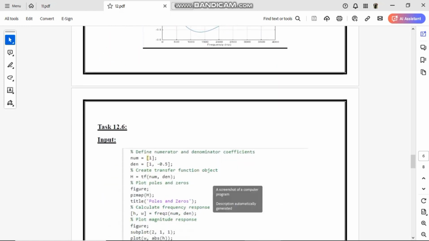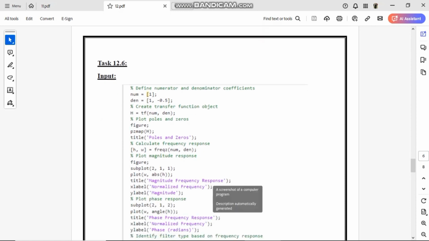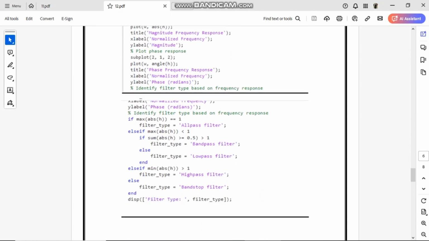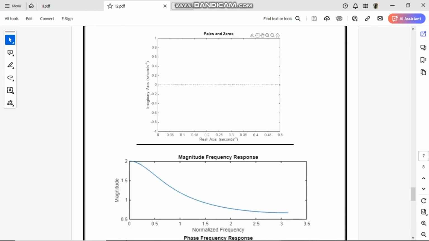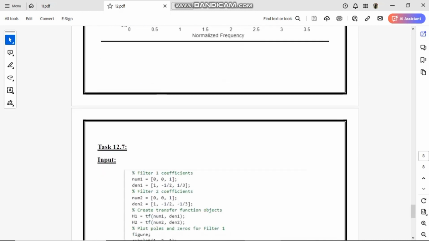The next task is 12.6, where I have defined the numerator and denominator coefficients, plotted magnitude response, plotted phase response, and identified the filter based on the frequency response. The following code is for identifying the filter type based on frequency response. This is the output of the pole-zero diagram, magnitude frequency response, and phase frequency response.